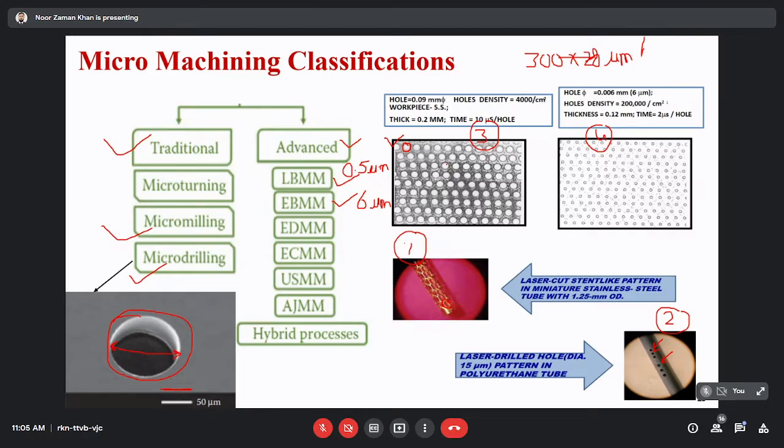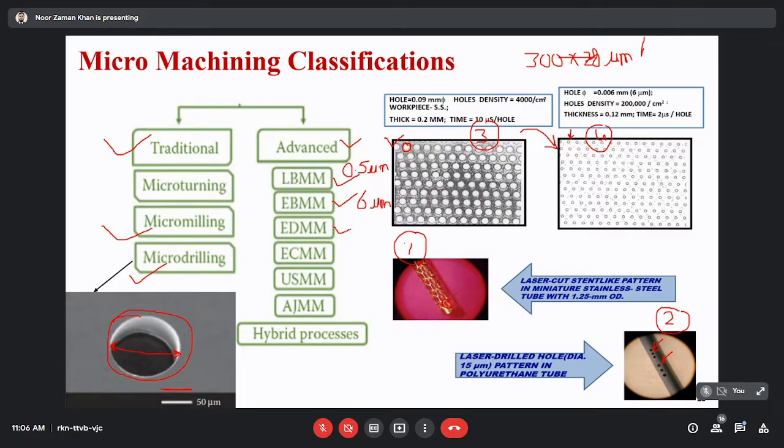So if you see the productivity of electron beam micromachining, it can machine one hole in 10 microseconds. So it means 10 microseconds per hole. If you go for further magnification, this size of hole is around 6 micrometer. So what I said earlier, electron beam machining can produce a hole as small as 6 micrometer in a thickness of 120 micrometer, and the productivity is 2 microsecond per hole. So that's why we require advanced micromachining processes.